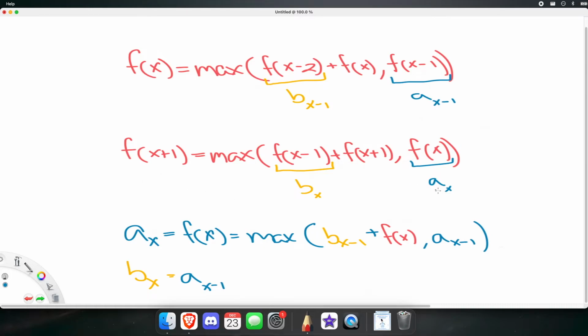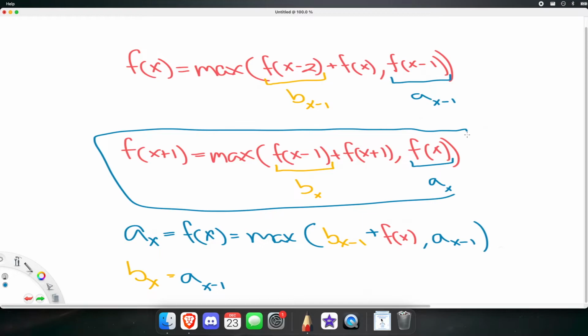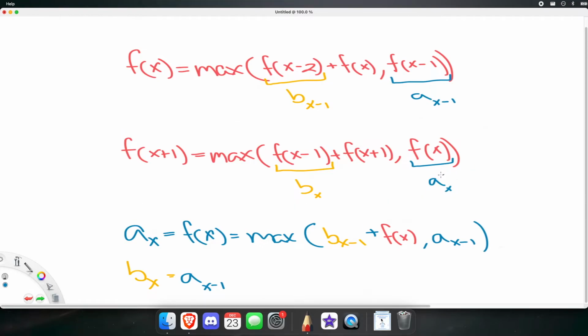Now it was very important to do this second step so we can make the connection of what a of x is equal to. And then from there, we can make the connection that b of x is simply the previous a of x, which is a of x minus 1. So now let's do a small example with this. Let me first erase what we have up here.